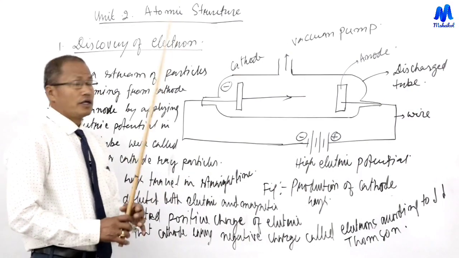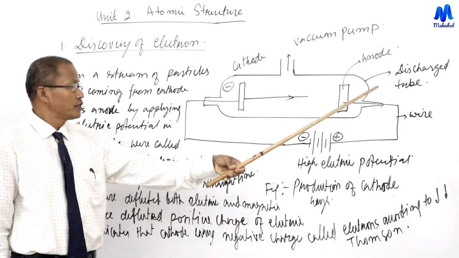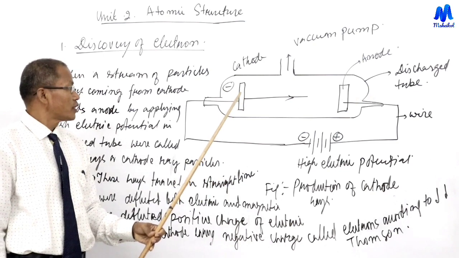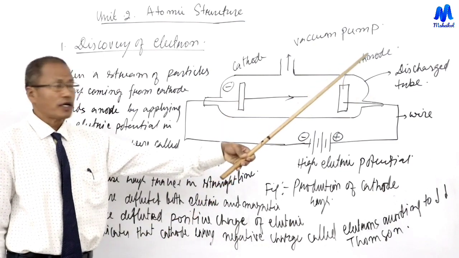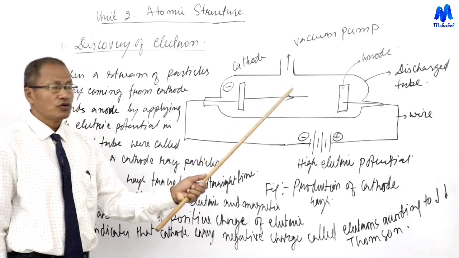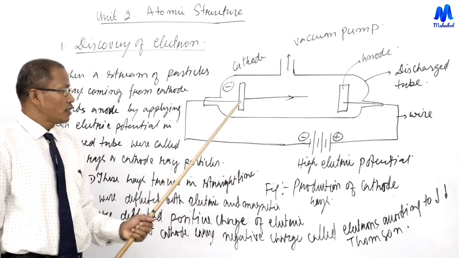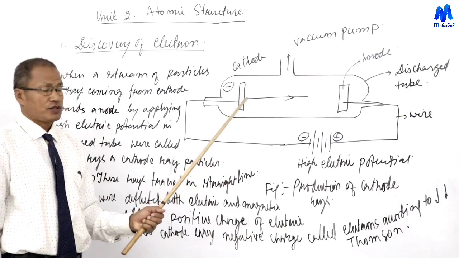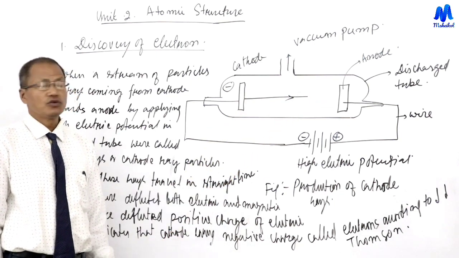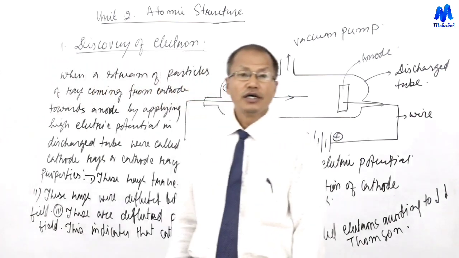You see here, this is the discharge tube, a U tube containing two metal plates. One metal plate is called the cathode and the other metal plate is called the anode. All the air in the tube is pumped out with the help of a suitable vacuum pump. Then the key is switched on, and some rays start from the cathode towards the anode in the discharge tube. So all these rays are known as what? They are known as cathode rays.